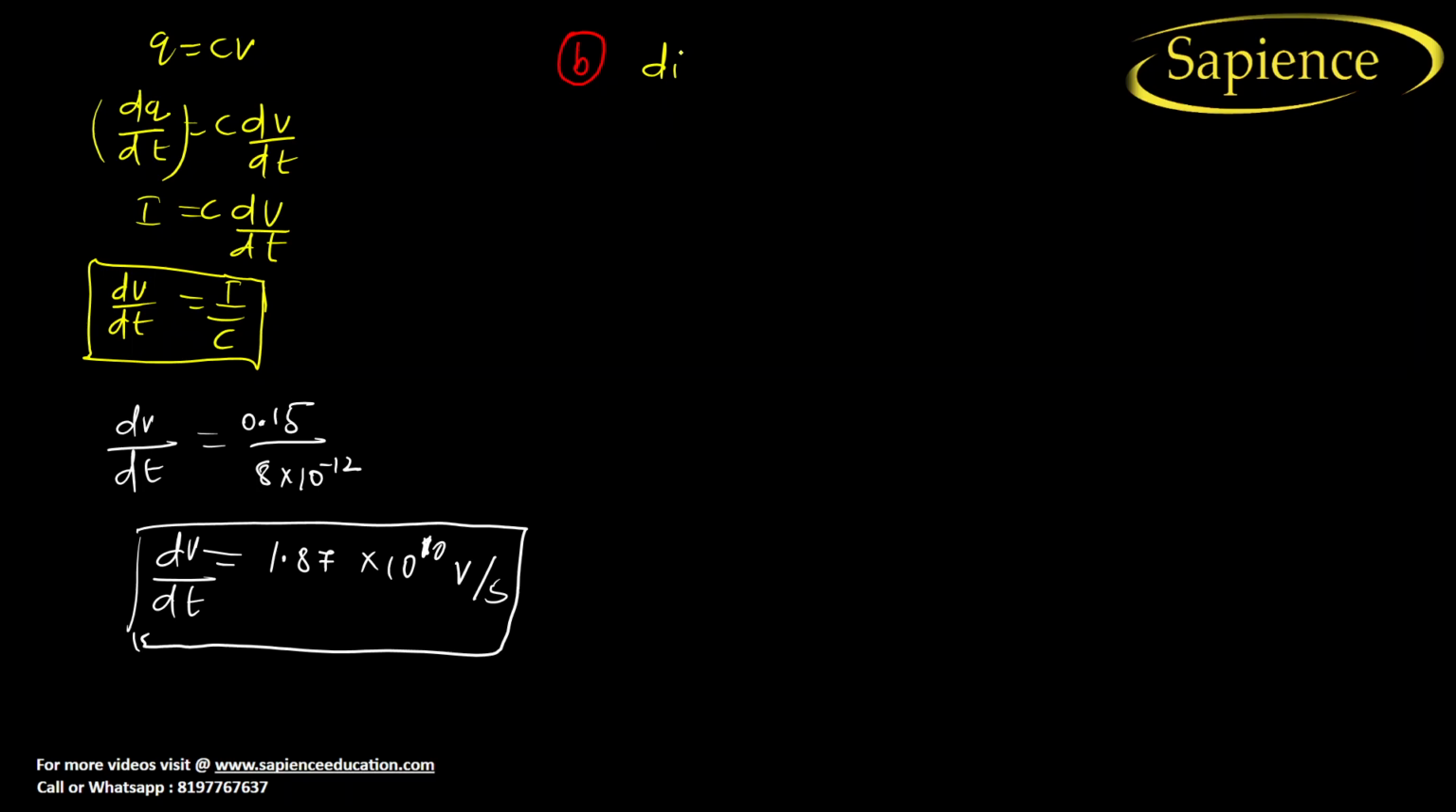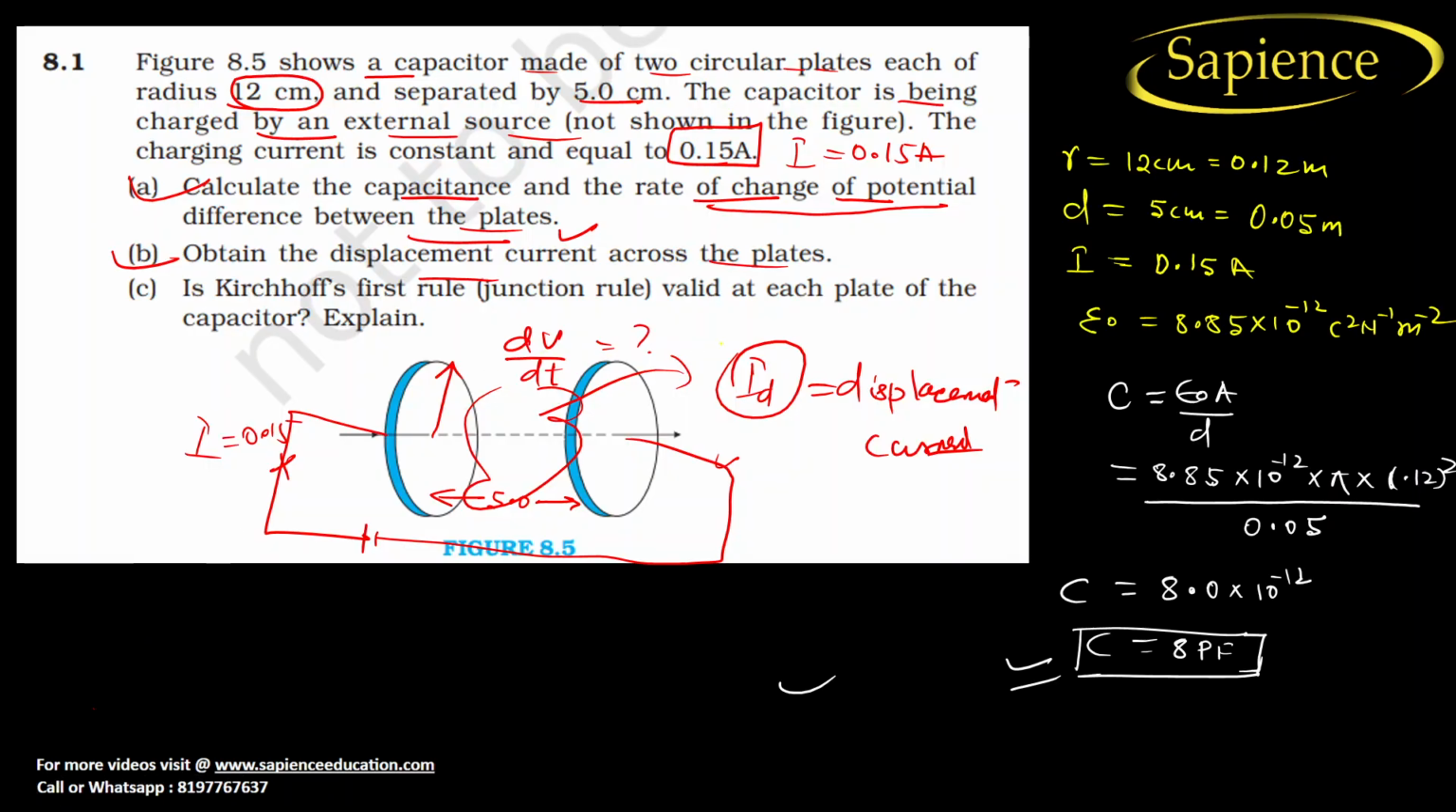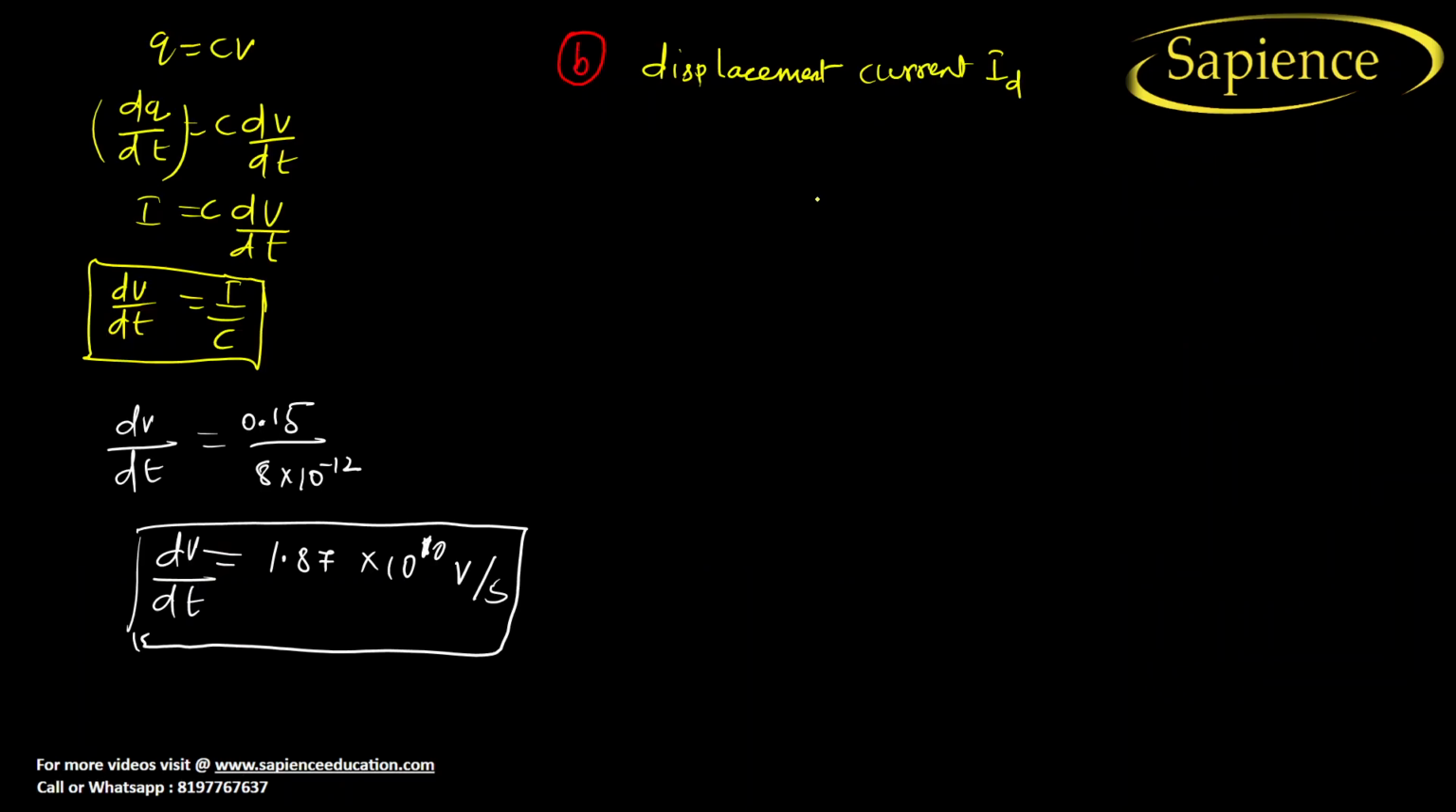Displacement current i_d is given by displacement current. If you have gone through the theory, you will find displacement current is represented by d, and it is not direct conduction because there is no material for the travelling of the current, right? If you observe this figure, there is no conduction material between the plates, so the current passing through is considered a displacement current.